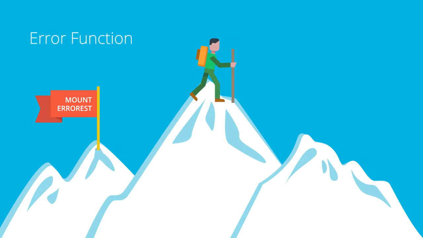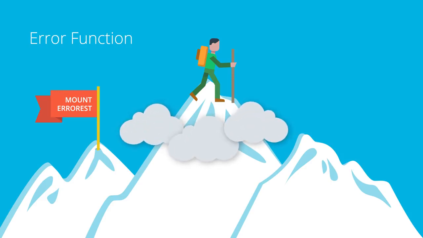Here's a visualization of the error function. We're standing on top of a mountain, Mount Everest, and we want to descend. But it's not that easy because it's cloudy and the mountain is very big, so we can't really see the big picture. What we'll do to go down is we'll look around us and we consider all the possible directions in which we can walk.